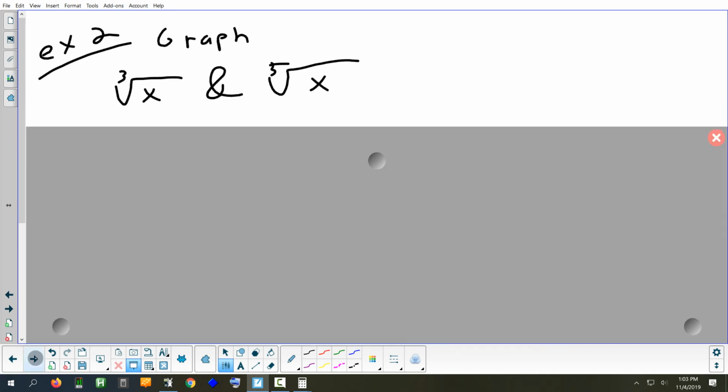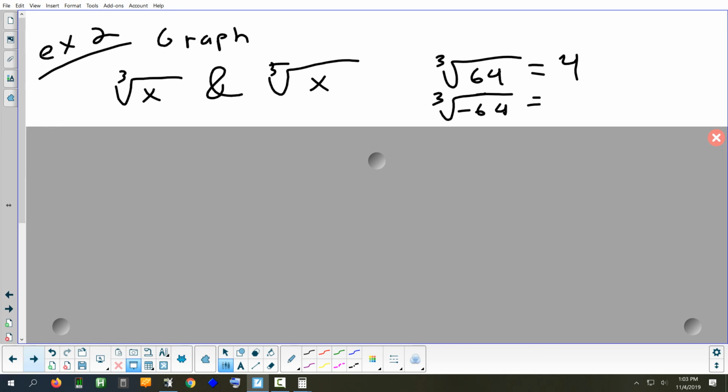Now we're going to take a look at odds. First of all, what if I asked you this: the cube root of 64? What would you get? 4. What if I asked you this: the cube root of negative 64? Imagine... 4i.